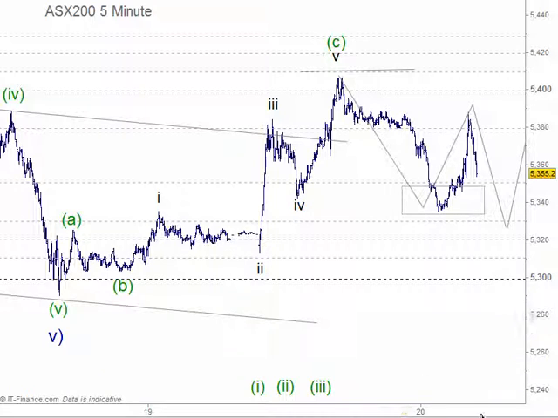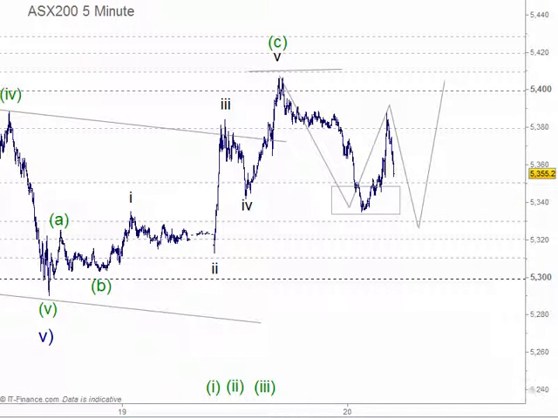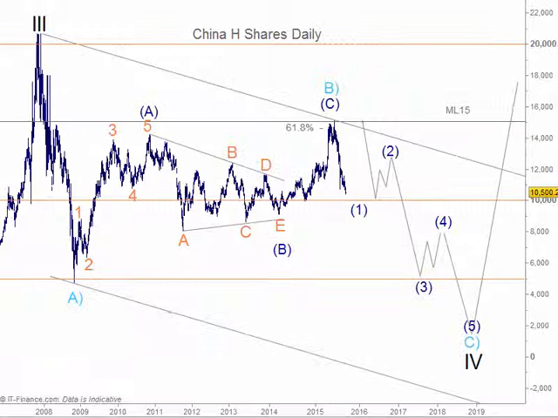So yeah. The other market that I wanted to have a look at that was quite important at this point, talking about bear markets, is the Chinese market, but we're going to have a look at the H shares. Now, this is a daily chart. It's China. To me, this is very strong. I have a bit of faith in this wave count. It's done all the right things.